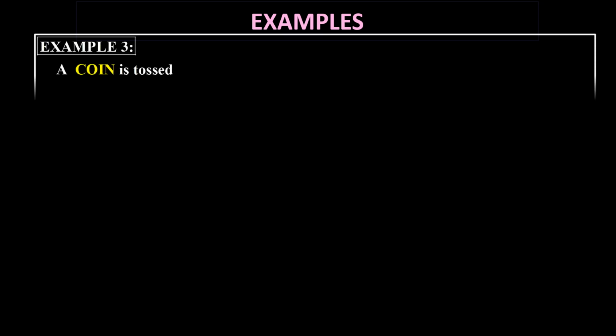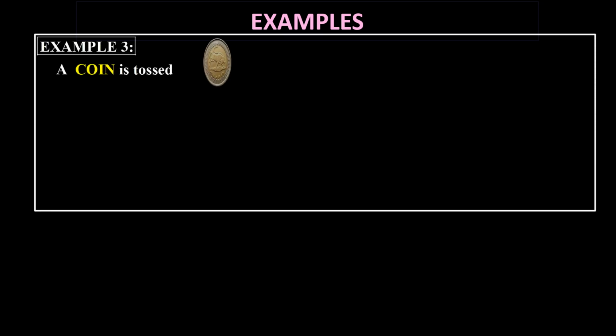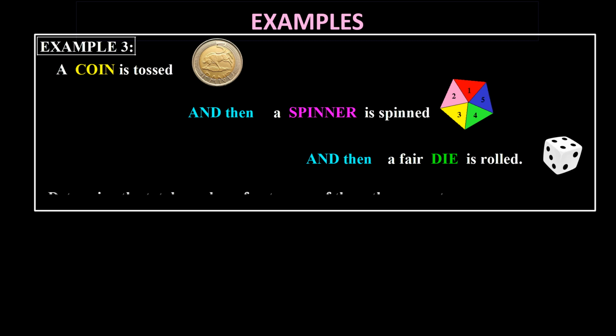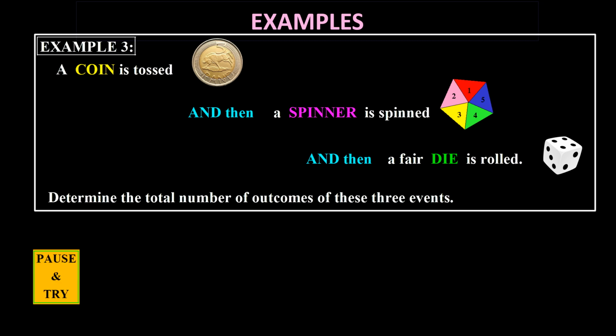Now let's look at some examples where we can apply the fundamental counting principle. Here, you're going to be given a chance to do it on your own. A coin is tossed, a spinner is spun, and a die is rolled. We have to determine the total number of outcomes of the three events. I suggest you pause the video, do the solution, and I think 1 minute should be more than enough. Then you come back and start the video again. So let's pause there.